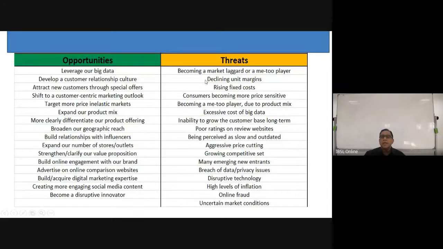Threats: becoming a market laggard or a Me Too player. That means you are lagging behind the competition, or Me Too is you are just copying what others do. So for example, one bank makes a product which is successful, and you copy it. It's called Me Too. Then you become a Me Too player. You just copy without changing anything. That's happening in the banking sector very much today. So you're always behind the competition, which makes you a laggard.